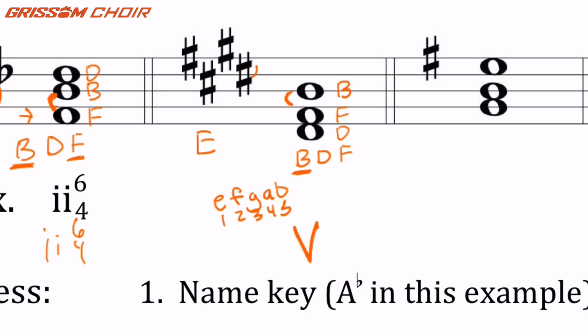Now we have to find the inversion. The fifth of the chord, the third note of the chord, is on the bottom, which is B. So that means that second inversion is what is happening here. So this would be 5, 6, 4.